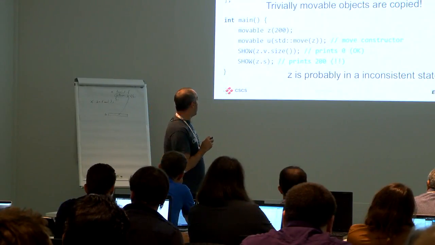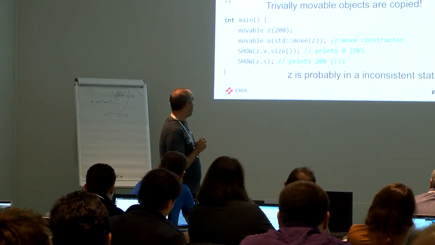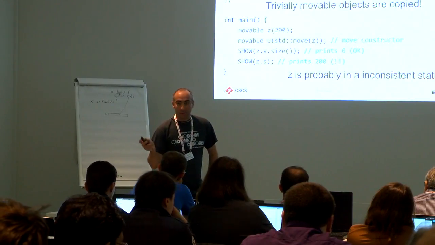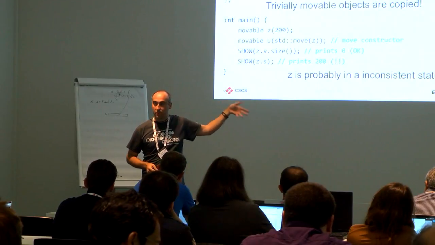So the actual code for this class will be simply movable with the vector, movable with a single constructor, and the methods that forward the calls to the inner data member.